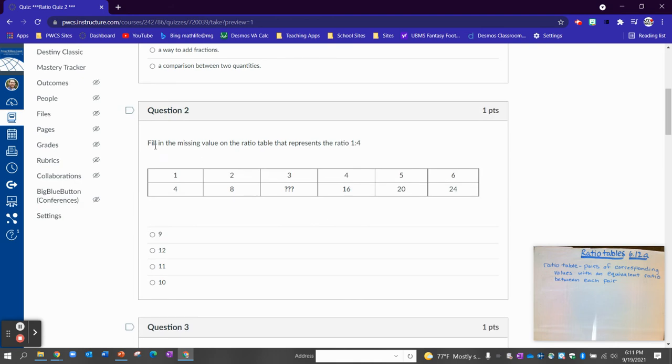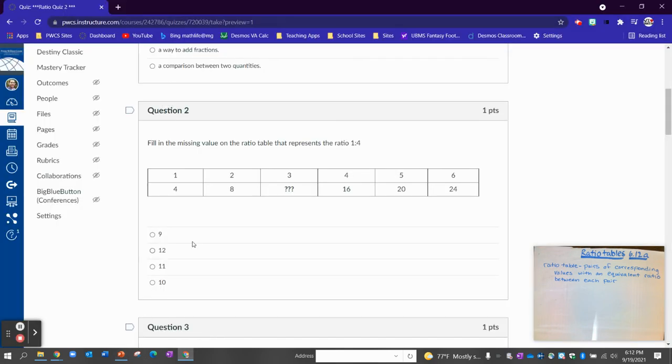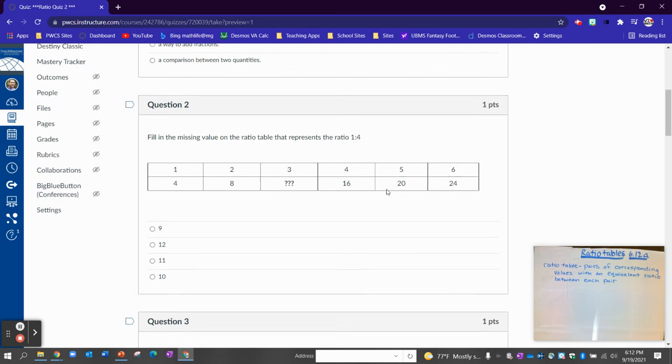Okay, so this first one says, fill in the missing value on the ratio table that represents the ratio 1 to 4. Similar to that example that we just saw, what was the missing value on that ratio table? Well, this one's counting by 1s, this one's counting by 4s. What is missing between 8 and 16 on that table? Number 12 is missing. So 12 would be the missing value.